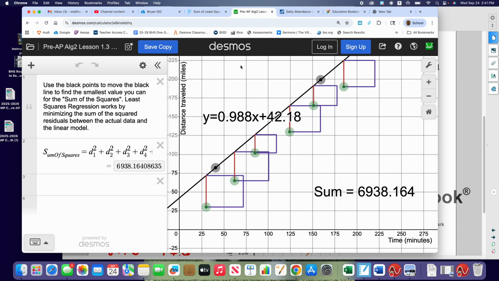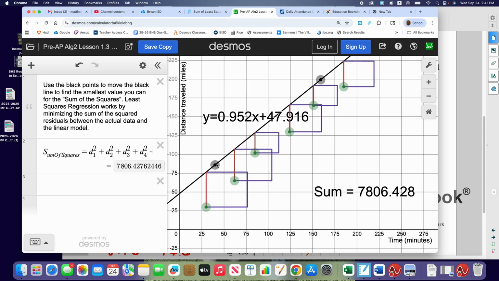All right? These green points right here, these are your data points. Okay? The green points are the data points. They're the ones that were in my table. Okay? Now, the black points I'm going to be able to move. All right? So I'm going to be able to move this, and it's going to change some things here in a second. Okay? But before I get there, I want to talk about the boxes.